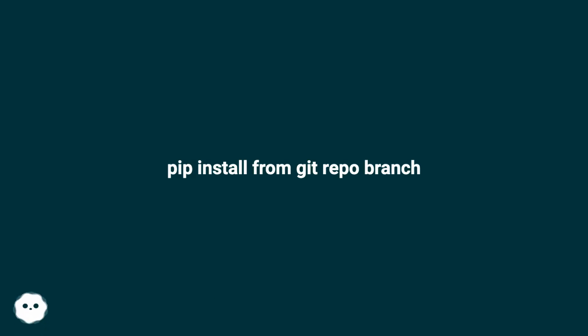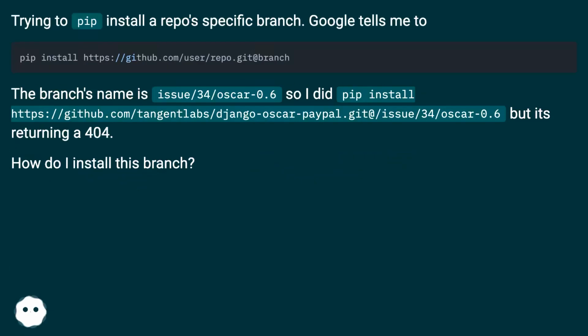Pip install from Git repo branch. Trying to pip install a repo specific branch. Google tells me to. The branch's name is issue 34 Oscar 0.60.